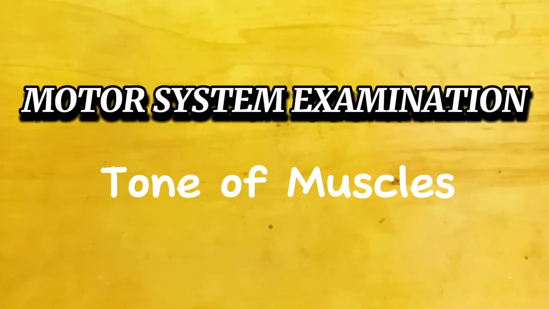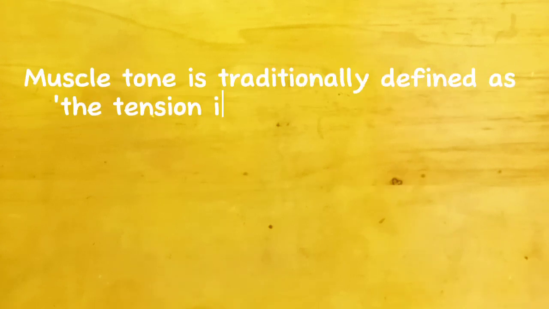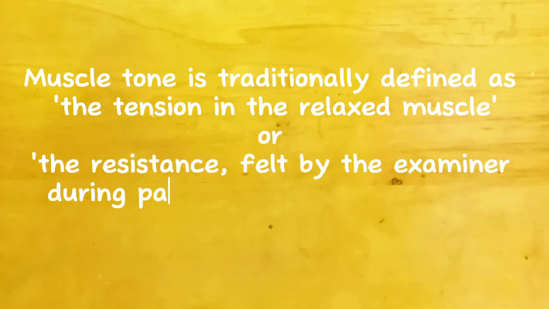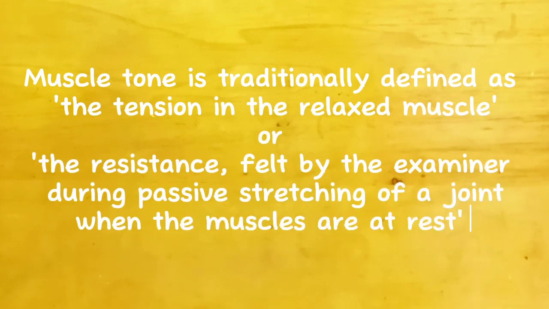And in this video we are going to discuss what tone is and how it can be assessed. So first of all, let me define what tone is. Tone is basically the resistance you can feel during a passive movement, when you are performing the passive movement. That is known as tone.